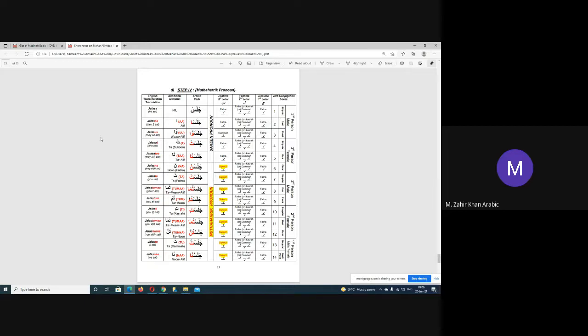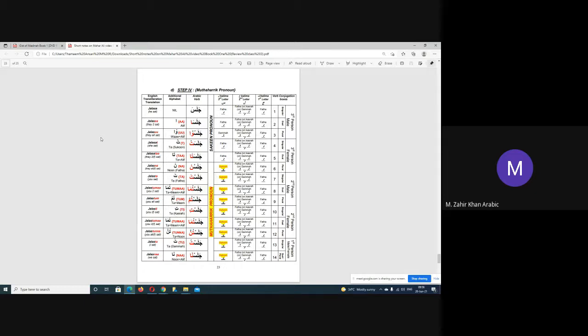So the rest will be ta, tuma, tum, ti, tuma, tunna. Anta, antuma, antum, anti, antuma, antunna. So I am just reading the box. You just listen. Jalasa, jalasa, jalasu, jalasat, jalasata. That's it. Sakin pronoun has been finished.